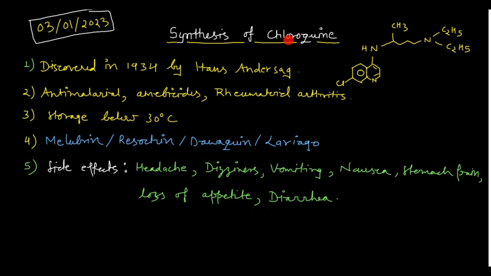So first of all, you should know the starting material. You can start the reaction from here. So this is your metachloroaniline, this is your benzene ring, and chlorine is here, and this is your NH2, right? So this is your metachloroaniline. So I can write its name also, metachloroaniline, right? Its name.